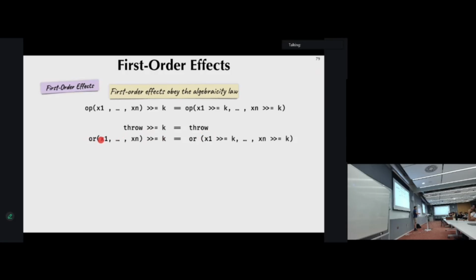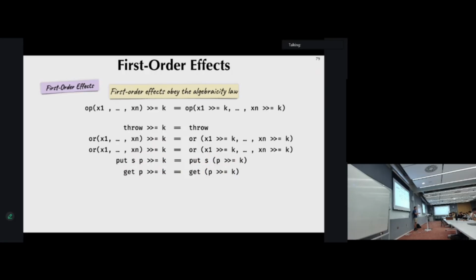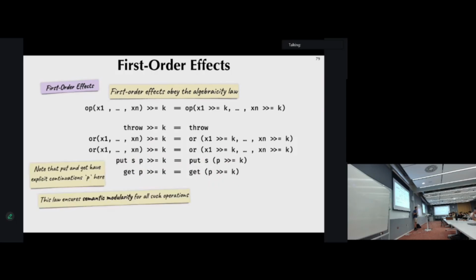If you have or, which non-deterministically chooses between options, well, you have to continue through each of those options in an algebraic or. That's just a typo. If you have put s followed by some program p, then you bind k. That's the same as doing put s of p followed by k. So parenthesization here is put s p by k is put s of p by k. And then similarly with get, if you have a program p followed by k, then the k can go inside, and so on. So that's what it technically means to be algebraic.